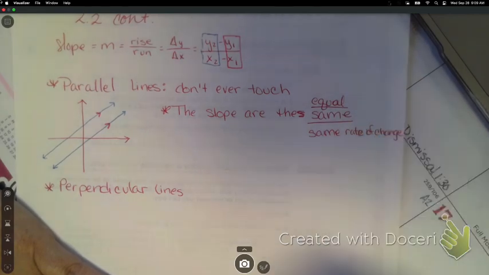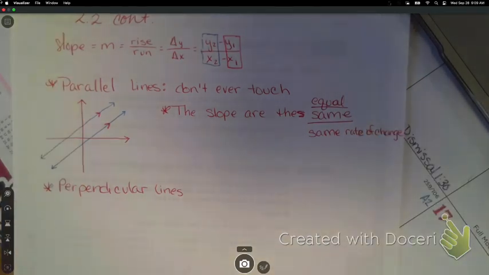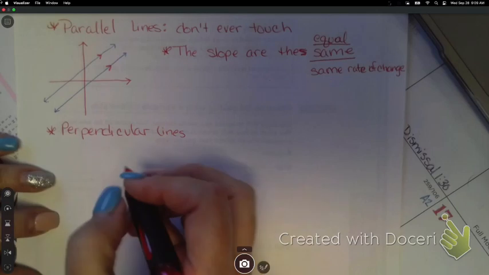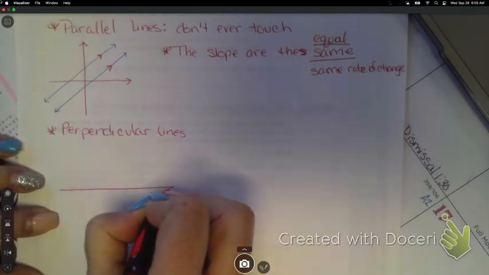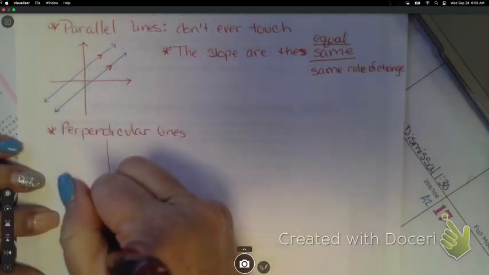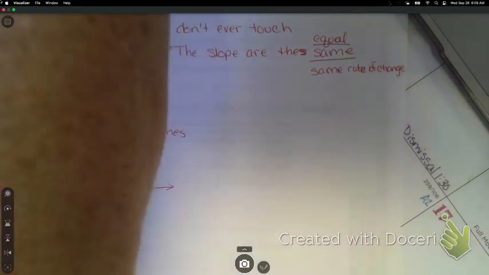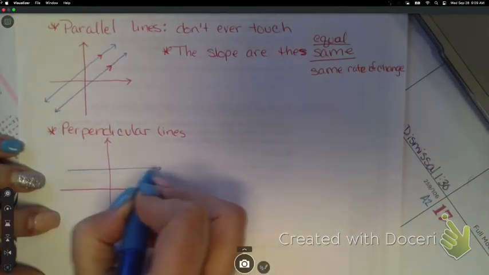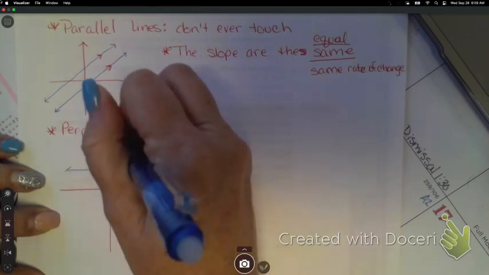Okay, stop. Okay, so they are the same slope. So perpendicular lines, what do we know about them? They touch at a 90-degree angle. What if it's less than a 90-degree angle? Then they're not perpendicular. Then what are they? Intersecting lines? Yep. That's how that works.